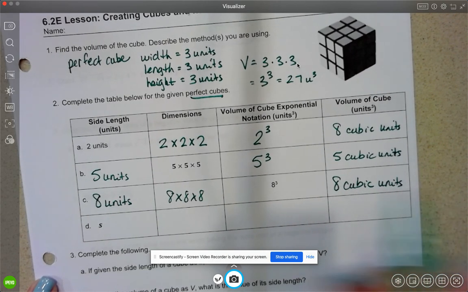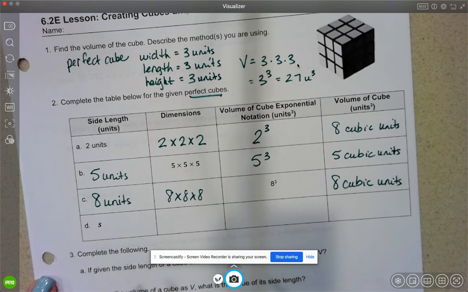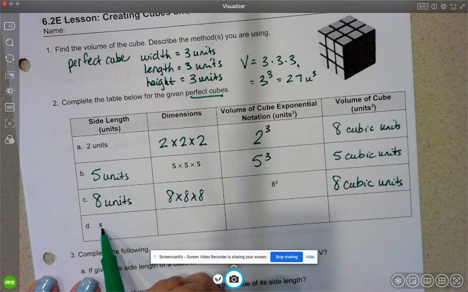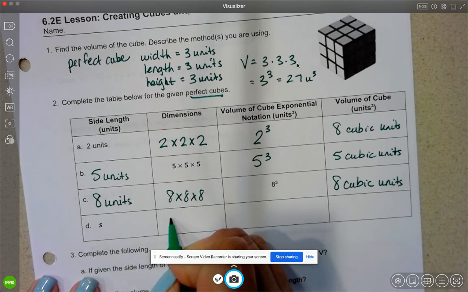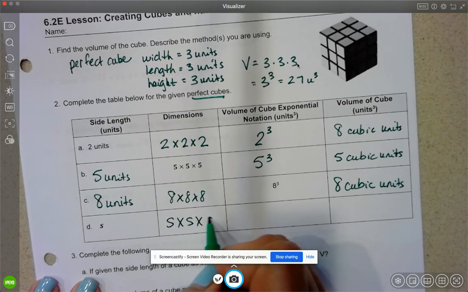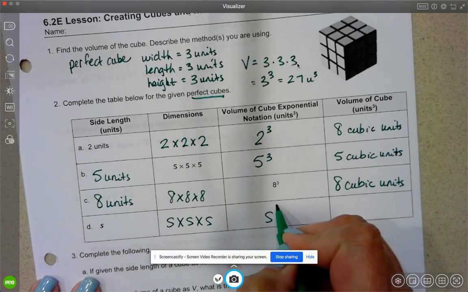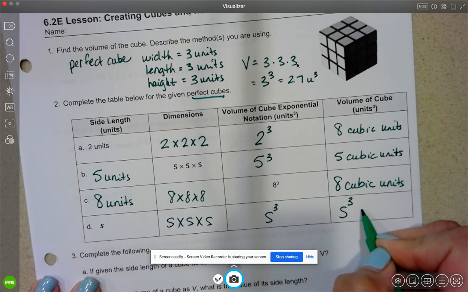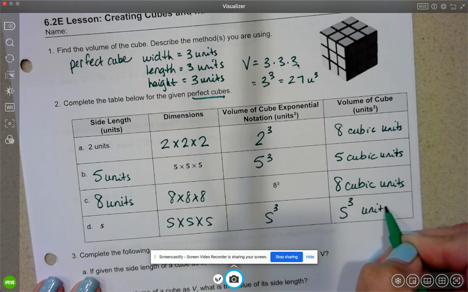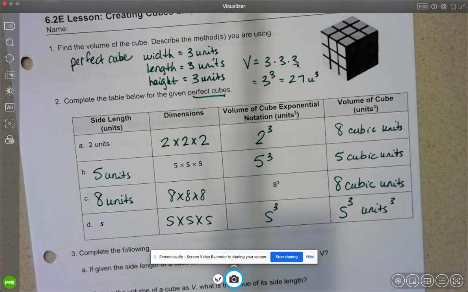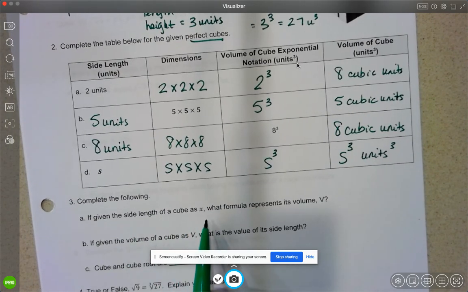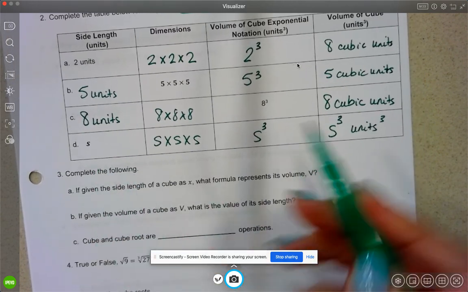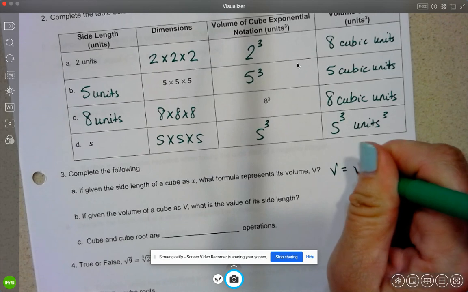And then here, this is just generalizing this whole pattern. If you have a perfect cube and you know the length of the side, then you know that it's side times side times side, which is side cubed. And you can write units cubed instead of cubic units. So if given the side length of a cube as x, what formula represents its volume? Like if this was x instead of s, it would be volume equals x cubed, right?